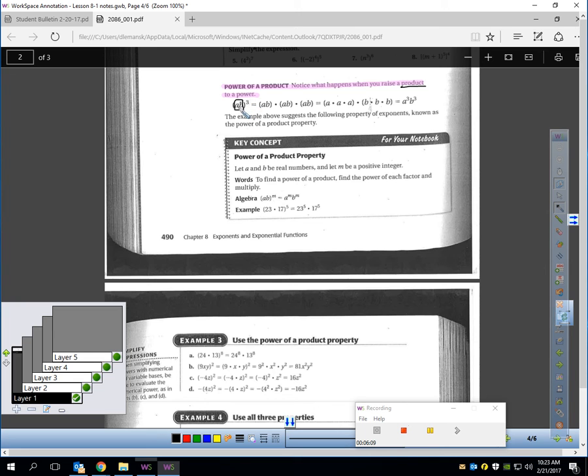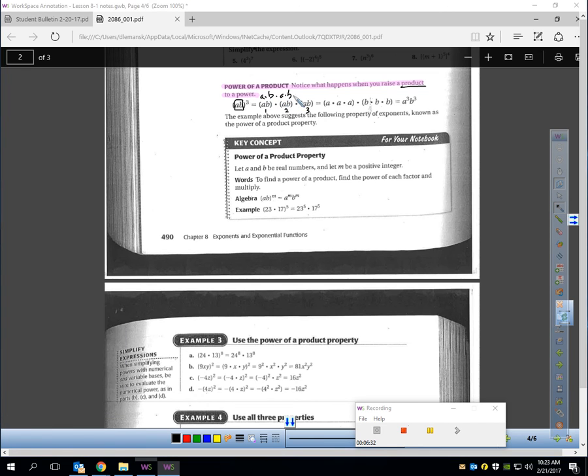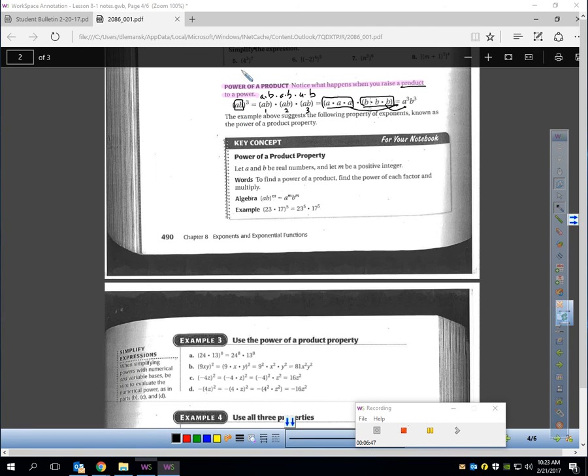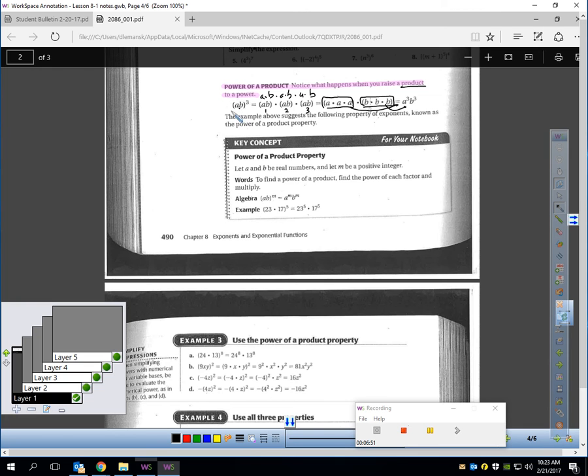So look at what happens when I take a times b and I raise it to the third power. I have 1, 2, 3 factors of ab. Now, instead of writing it in this way, I could break this up. This is a times b, this is a times b, and this is a times b. I could group all the a's together first and all the b's after it. Can you see how I have 3 factors of a, which is a to the third power, and 3 factors of b, which is b to the third power? So (ab) to the third power would equal a to the third, b to the third.